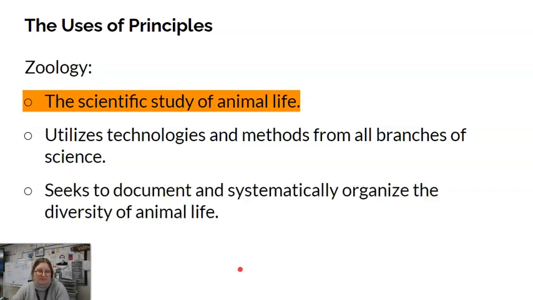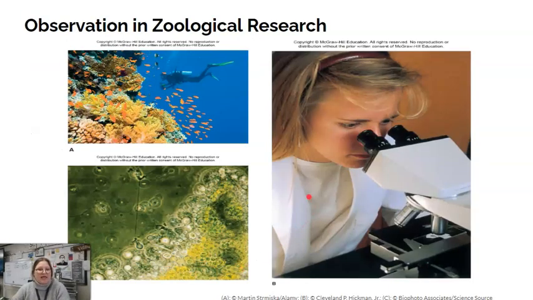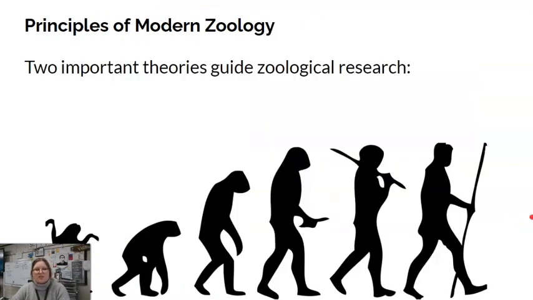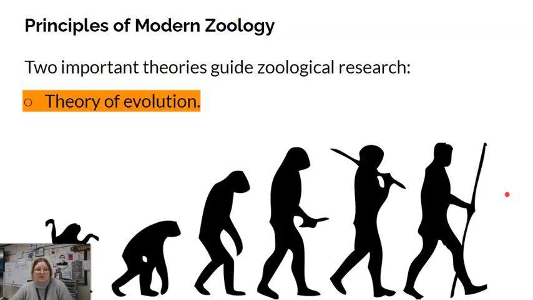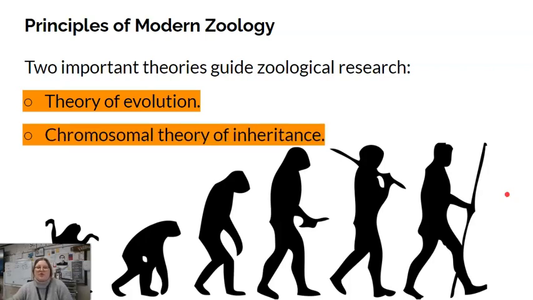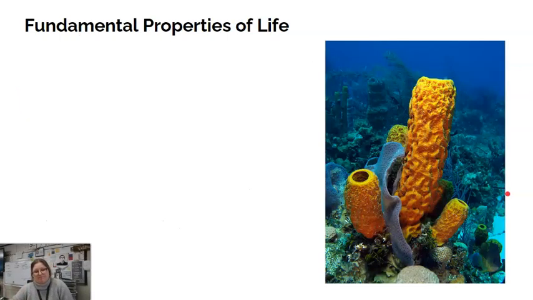Just like that first slide, where we saw someone working out in the field, zoology can also be in a lab, because there are little microorganisms that are considered to be within the animal kingdom. It could be out in the field. It's very, very diverse. So, principles of modern zoology: there are two important theories that guide zoological research. The first is the theory of evolution, and the second is the chromosomal theory of inheritance. We will talk about both of these later in this chapter.